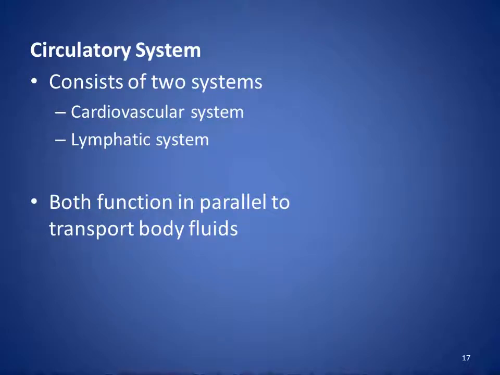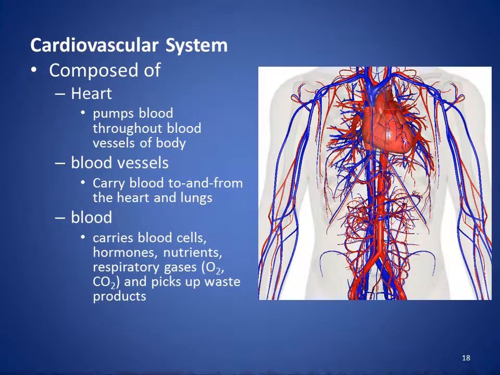The circulatory system consists of two systems, the cardiovascular system and the lymphatic system, and both function in parallel to transport body fluids. Let's look at the cardiovascular system first. It is composed of the heart, the blood vessels, and of course the blood.